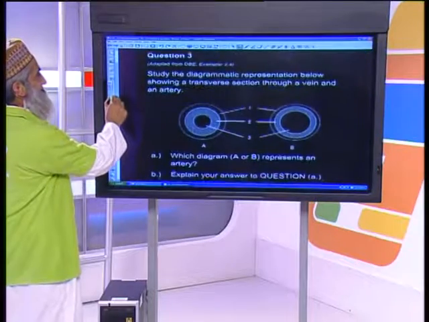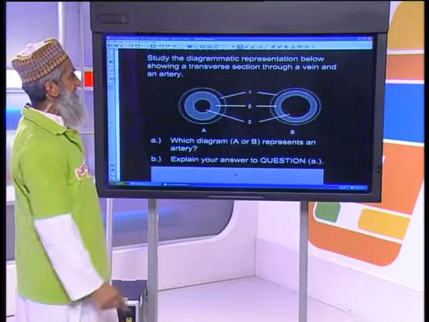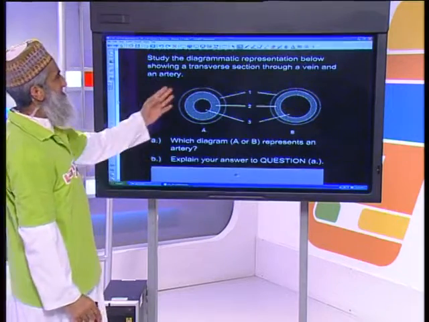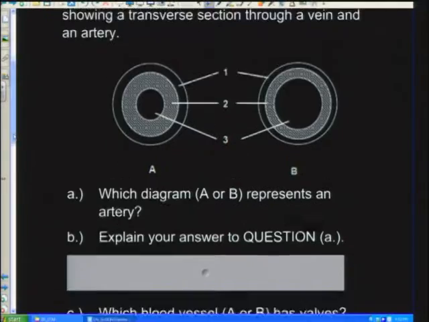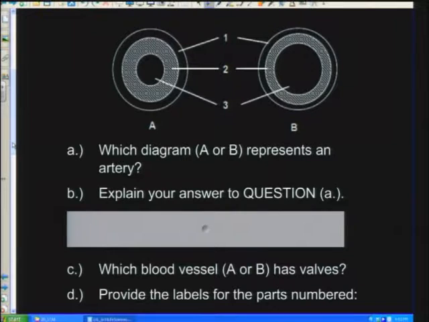Question 3. Study the diagrammatic representation below showing a transverse section through a vein and an artery. So you have a vein and an artery. The first question says, which diagram, A or B, represents an artery? And the answer there would be A.